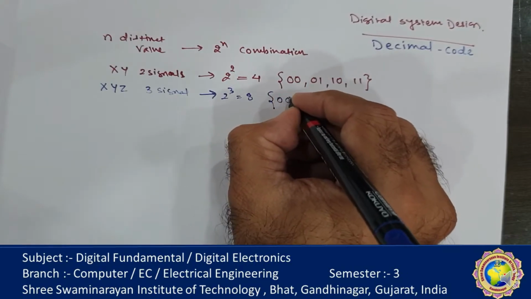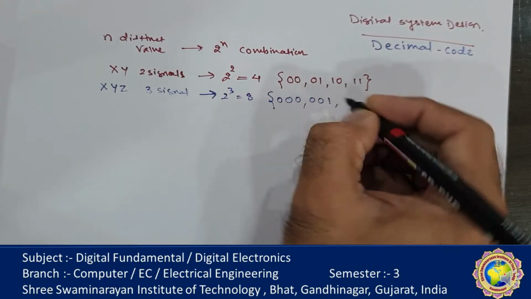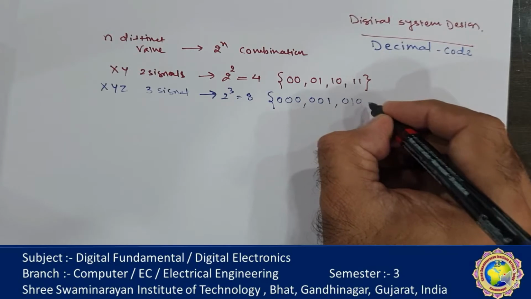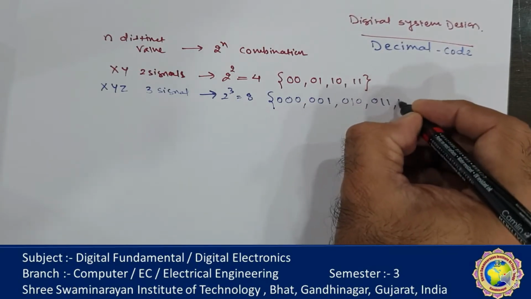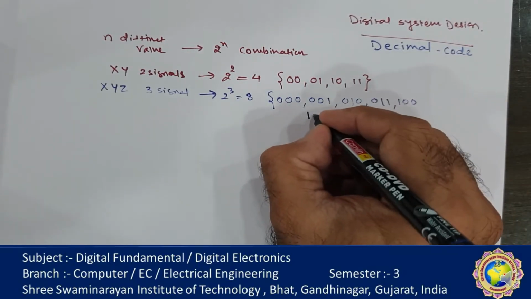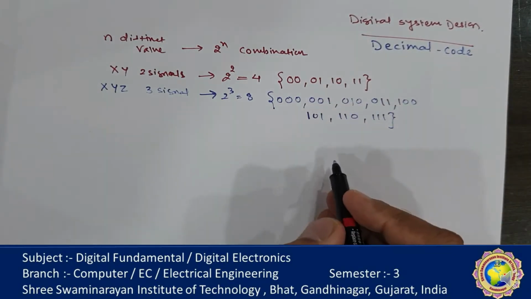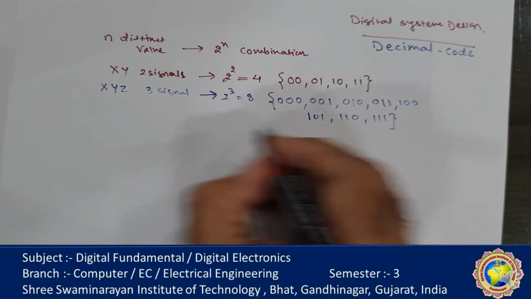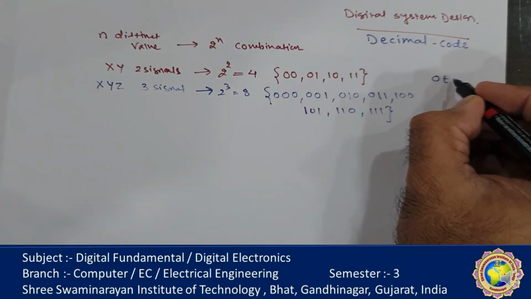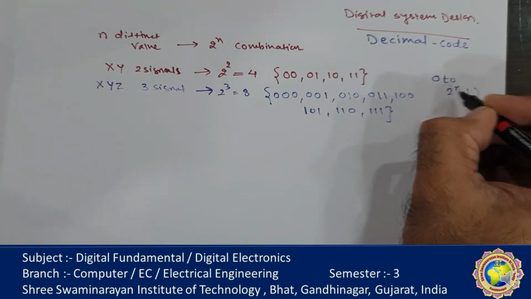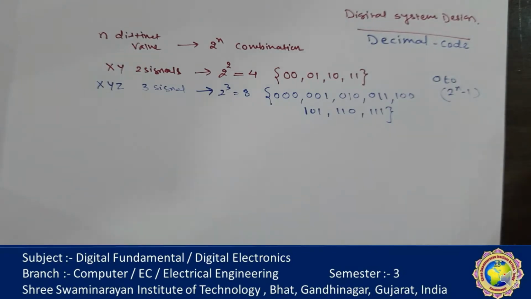Of signals there are, and which is 0 0 0 2, all three will become 1. And the equivalent value is 0 to 2 raised to n minus 1, equivalent in decimal.